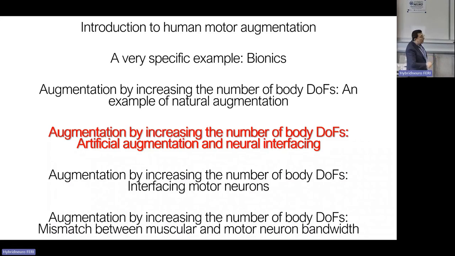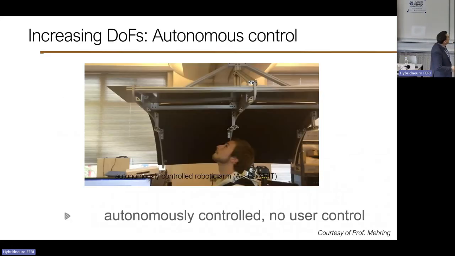we'll go to artificial augmentation, which is really what we want to do. In principle, what we would like to do is something very similar to that six-finger case. That would be the idea, right? But with a robotic part, so that the robotic part can be added to each of us. We know it would be very difficult to reach that type of augmentation, right? Still, we can try to do that.